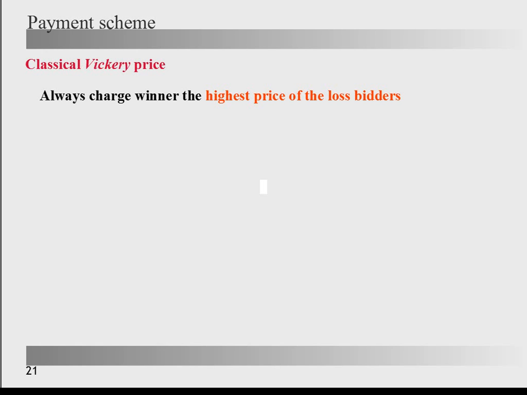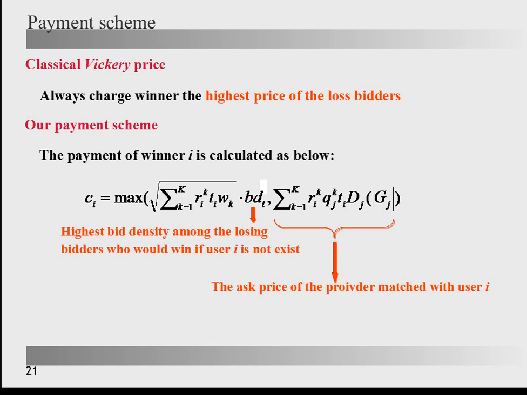It's time to check the winners after the allocation result is generated. Here, we propose a payment scheme based on the classical victory price, which always charges the winner the highest price of the losing bidders. Our victory price is calculated by multiplying the weighted sum of instances of a winner with the highest bid density among the losing users who would win if the winner did not exist. Then, the charge is calculated by choosing the max one between the victory price and the ask price of the provider. The reason why we choose the max value is to guarantee some economic properties, which will be detailed later.